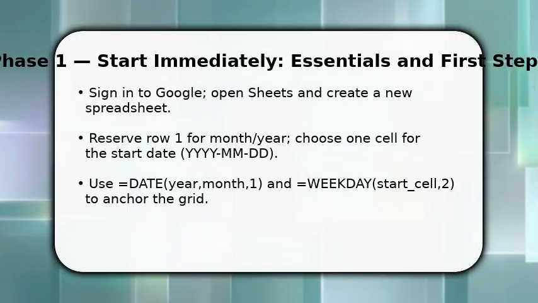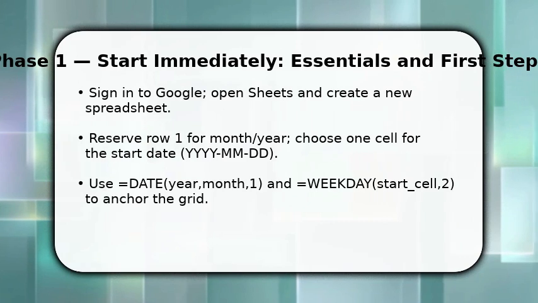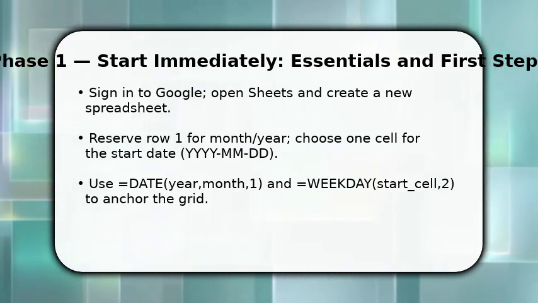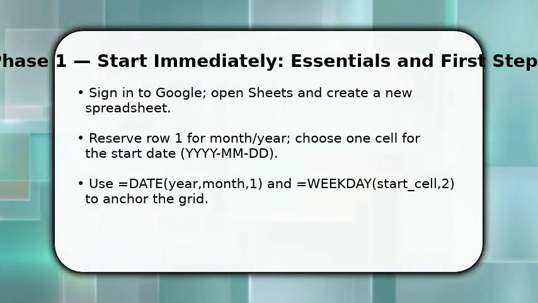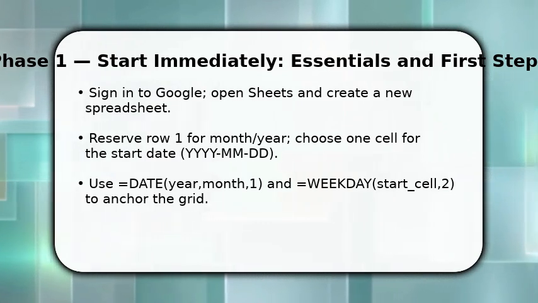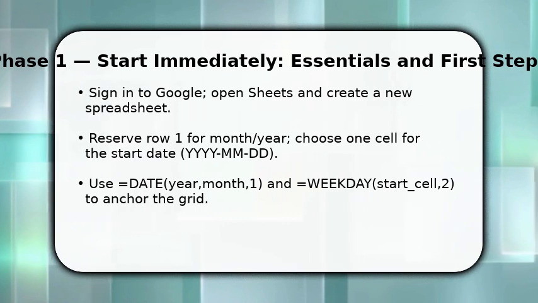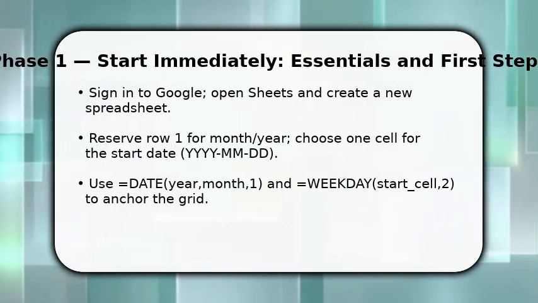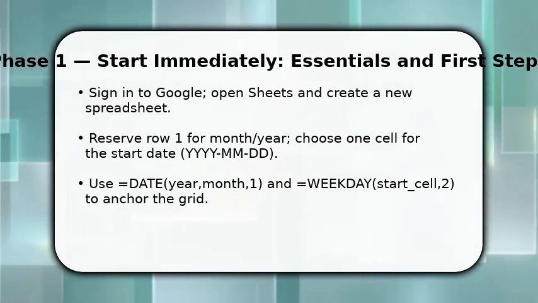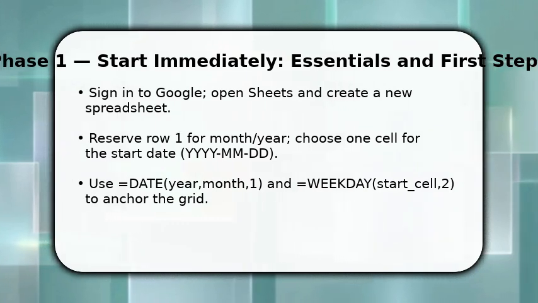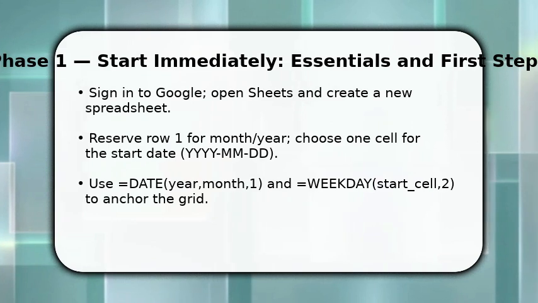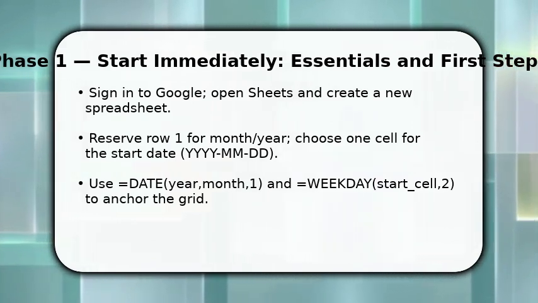You begin by signing into Google and opening a blank sheet. Name the file and place the month and year in row 1 so dates reference them. This keeps things dynamic. Next, pick one cell for the month start and enter a date formula like =DATE(2025, 12, 1). Use =WEEKDAY(start cell, 2) to find the weekday index. This positions the first date in your grid.